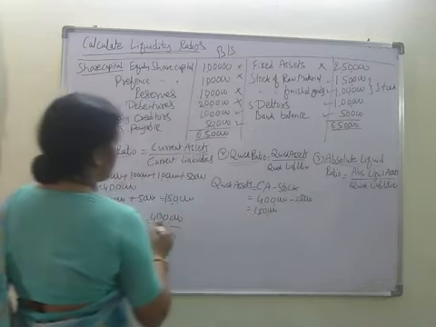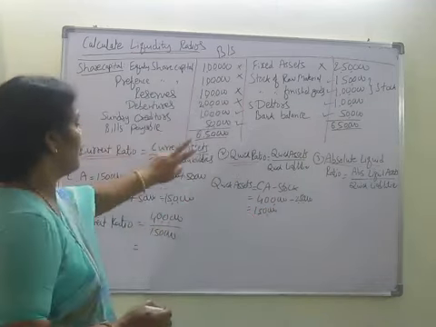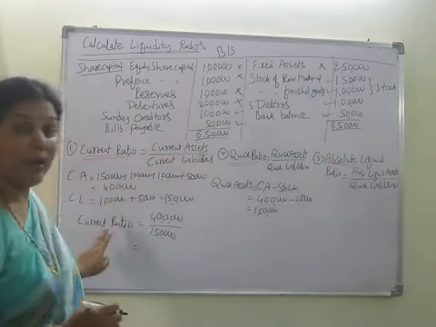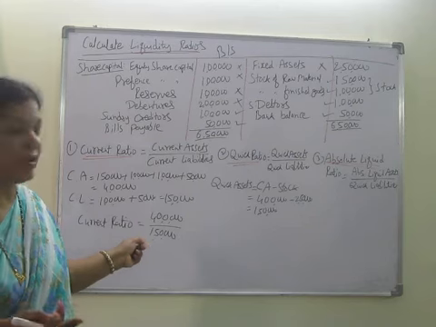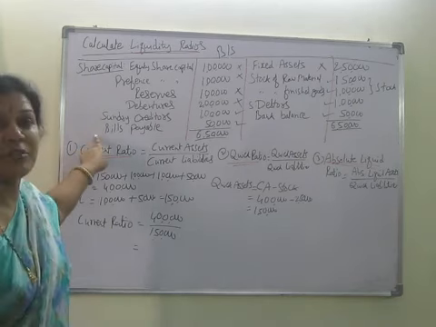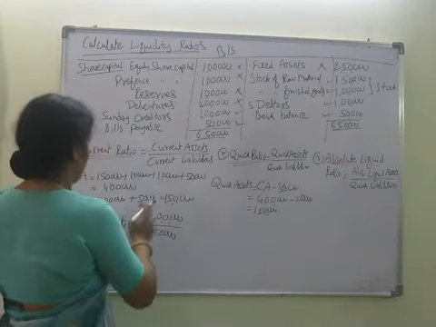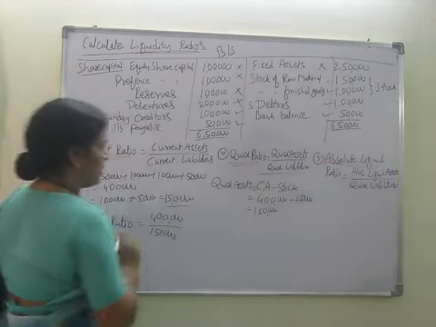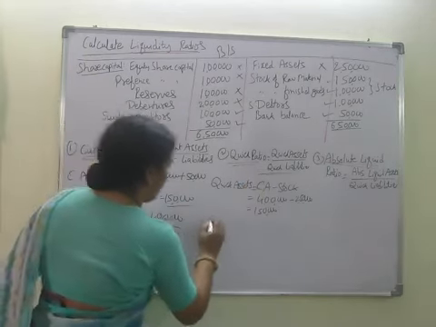And quick liabilities. What is the formula for quick liabilities? Current liabilities minus bank overdraft. Bank overdraft is not given, so we'll take the current liabilities as the same one. We treat it as current liabilities. So we'll put it in the formula.